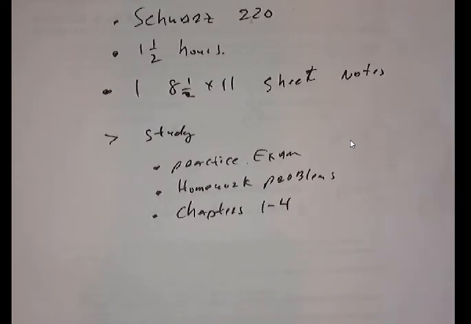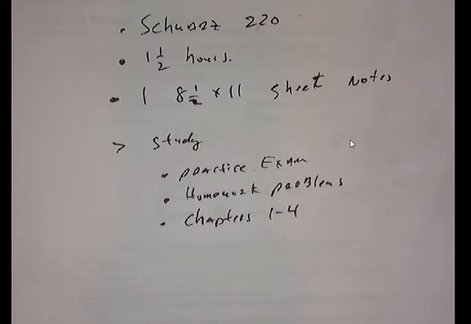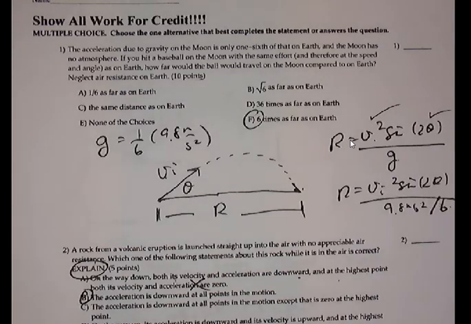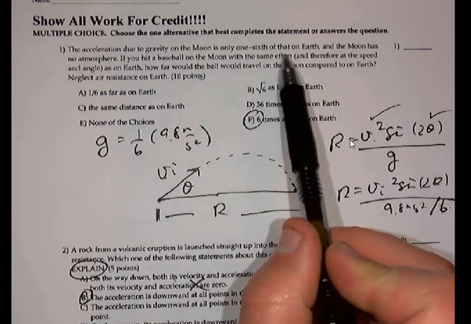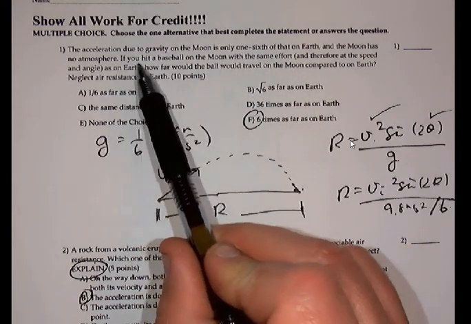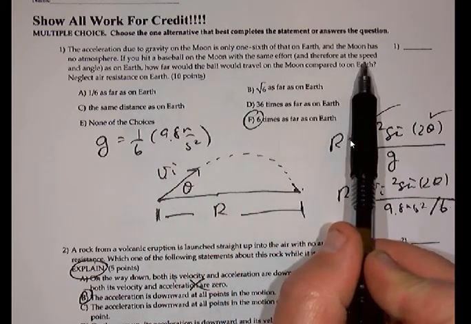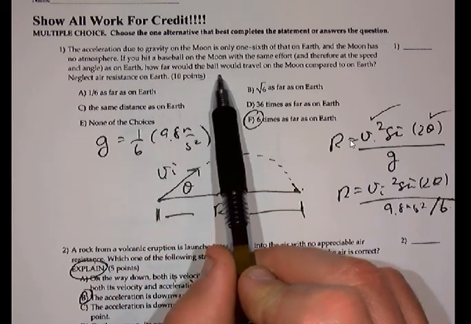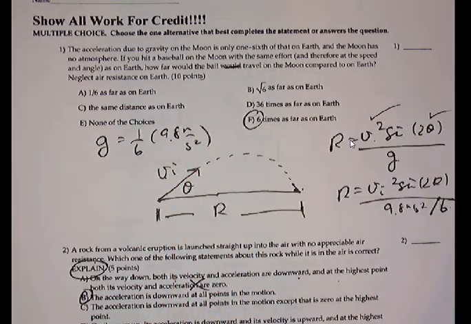I want to go through these problems, solve them, and then give you some additional hints for problems that you might see. So you won't see the same problems again, you'll just see similar problems, same concepts. The first one here: the acceleration due to gravity on the moon is 1/6 of that on Earth, and the moon has no atmosphere. If you hit a baseball on the moon with the same effect, and it says here that means the same speed and the same angle as on Earth, how far would the ball travel on the moon compared to the Earth? Neglect air resistance on the Earth.